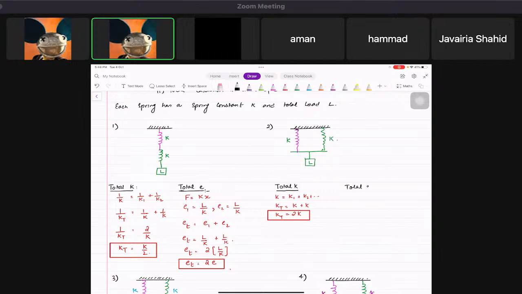One of the easier methods to do this is, now look at this. We already know that force is equal to Kx. The force is L, K is K, and extension is E in its spring, which means that E is equal to L upon K, like that, right?